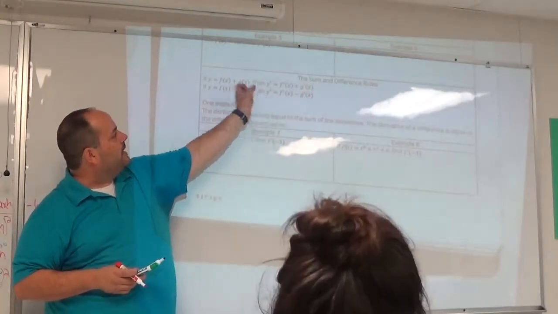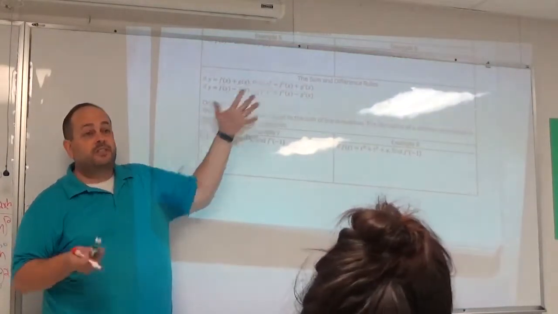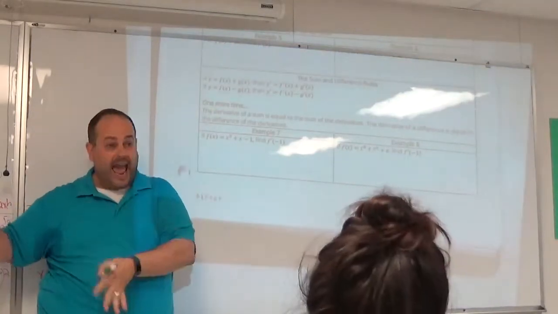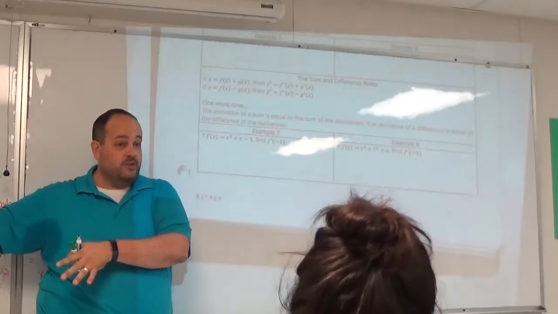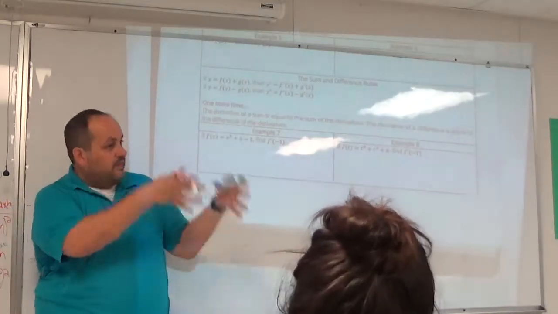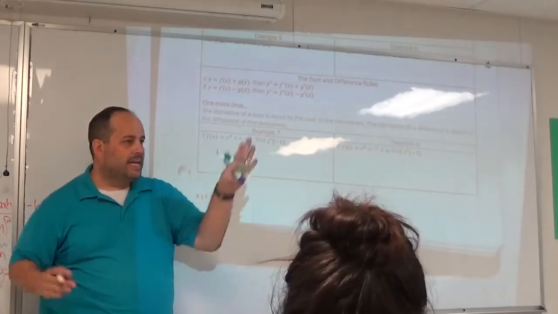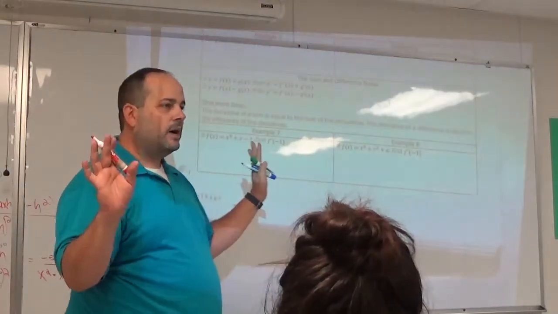Back to me. Sum and difference rules. Sum and difference rules just say this. If you have a whole bunch of things being added together and you want to find the derivative, take the derivative of each part and add those together. It's the way Sylvia would define this if she wanted to.